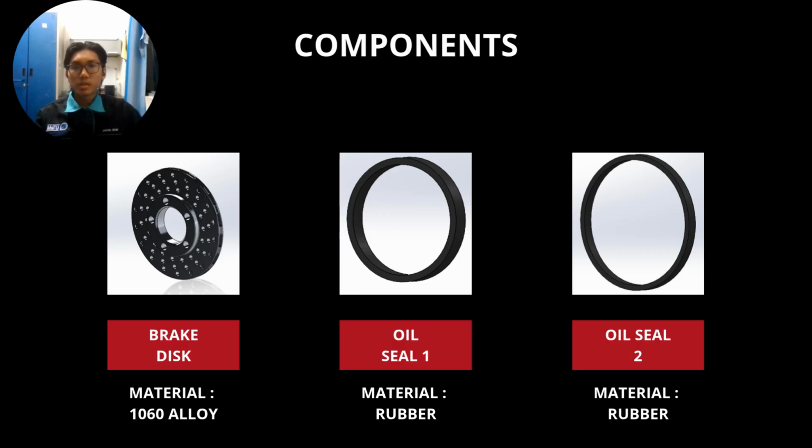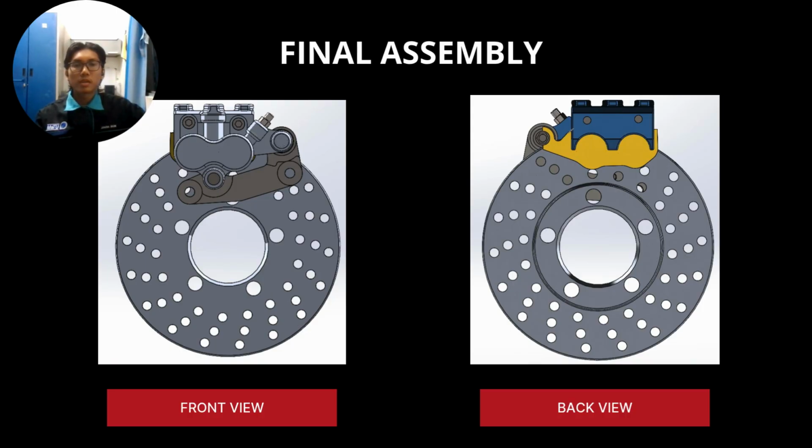And for the last three components, there is the brake disc, which uses 1060 alloy as a material, and the oil seal. There are two oil seals that have slightly different dimensions. The material is obviously rubber for both of the oil seals. As you can see here, oil seal 1 is a bit thicker than oil seal 2. Next is the final assembly. This is the final assembly view from the front view and the back view.